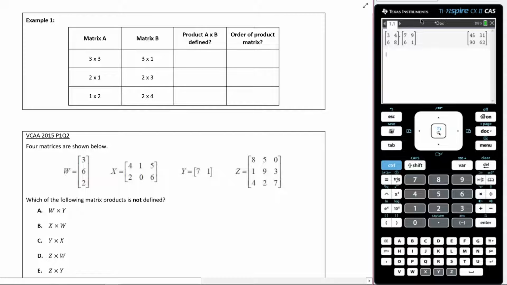Welcome. So we're now going to talk about this example. Here we've got matrix A, here we've got matrix B. We're first going to ask ourselves whether or not the product of A and B is defined. In other words, can I multiply A and B together?